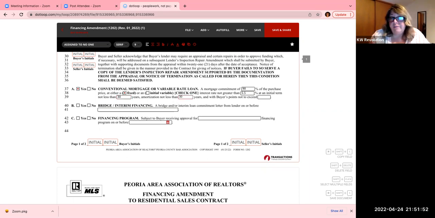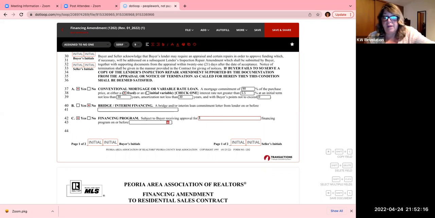So 30 years of amortization, and let's just say there are no buyer points. So it'd be 0 if there's no buyer points. And then you're going to put no on any other type of financing that they're not getting. Now, if they're getting an IDA grant, let's say, then that is also going to be a yes, because it's a financing program. So they're getting a conventional loan, but they're also getting an IDA grant.